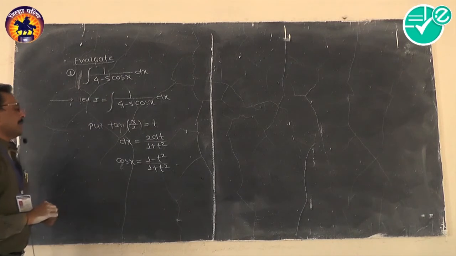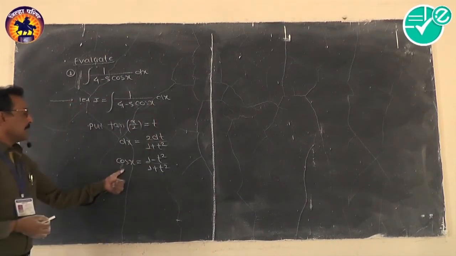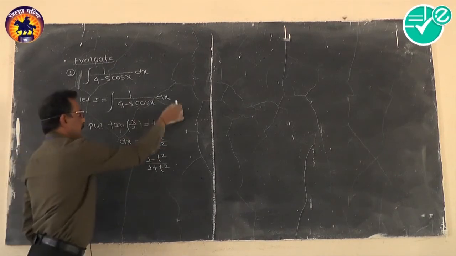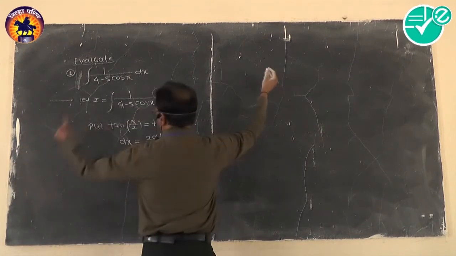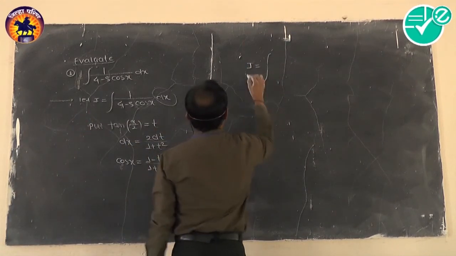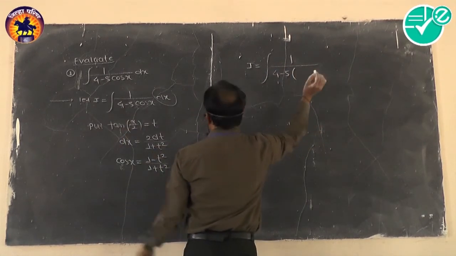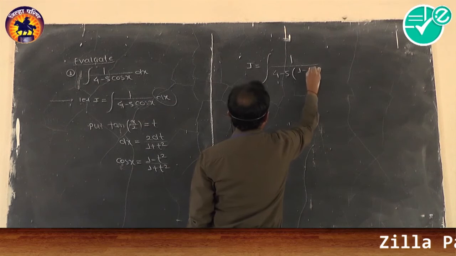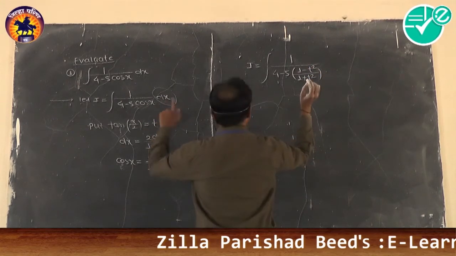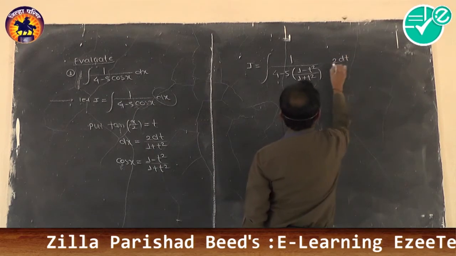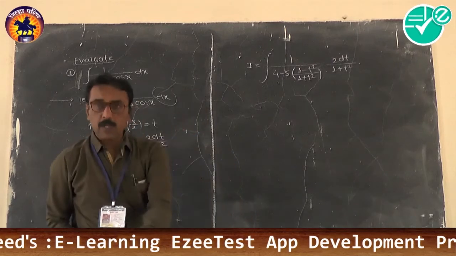I think this is very simple. Now just replace cos x by 1 minus t square upon 1 plus t square. How is dx replaced? It is 2 dt upon 1 plus t square. I will write this capital I again. Just observe, it is integration of 1 upon 4 minus 5 into 1 minus t square upon 1 plus t square, and dx is replaced by 2 dt upon 1 plus t square. I think this is a very routine workout.